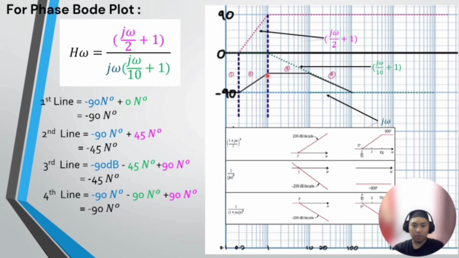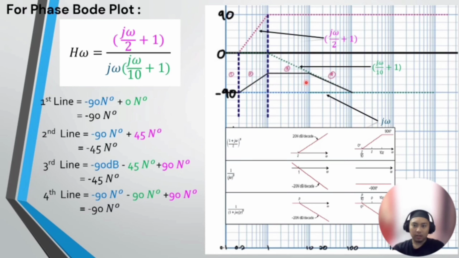Next, starting from 1 to 10, the purple line is 90 degrees. Then the green is negative 45 degrees and the blue is negative 19 degrees. So negative 90 degrees minus negative 45 plus 90 degrees is negative 45 degrees. The line will go straight starting from 1 until 10.